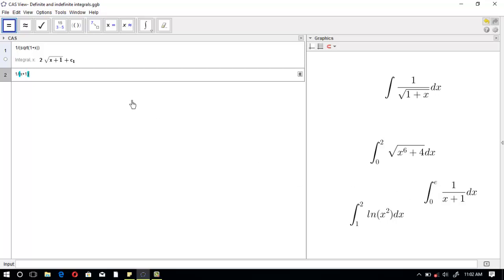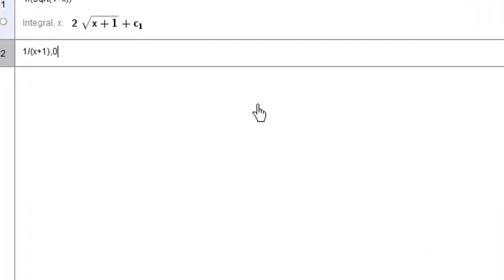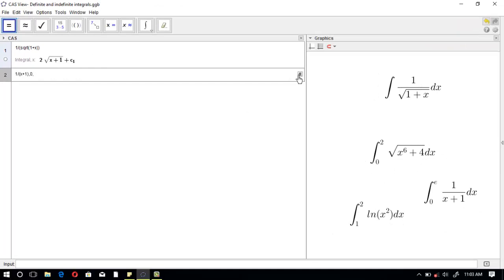So to indicate the boundaries, we use the comma. So comma 0 comma e. Now the e, we have to go to the symbols and select the e. Don't type directly from the keyboard.